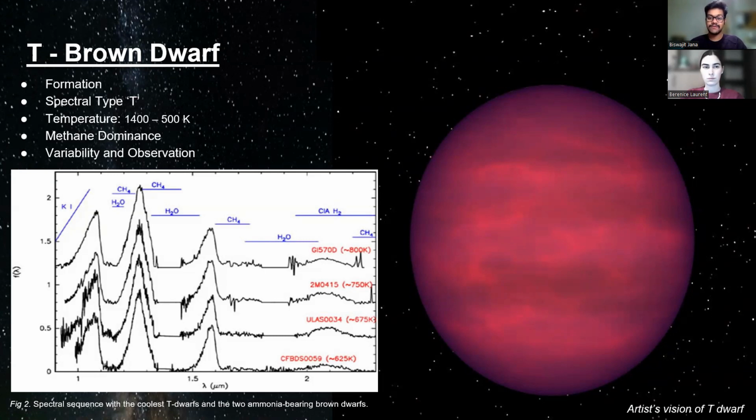Some T-type brown dwarfs exhibit variability in their brightness, which can be caused by atmospheric changes, rotation, or other factors. Because they emit most of their light in the infrared, observing a T-type brown dwarf typically requires specialized telescopes and instruments designed to detect infrared radiation.